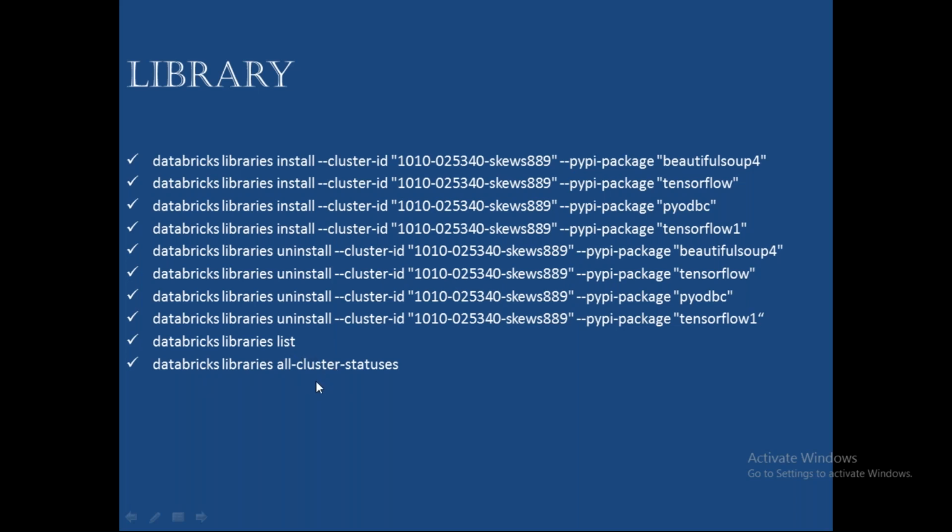Basically both will give the same result, but this one is very specific. It will tell you the all-cluster status, meaning whether a particular package is installed on the cluster or failed to install. That particular information you are going to get. But you will get the same information by using list also. The list name is not proper, but list will give the same output. It will tell you whether this package is installed successfully on this cluster or not. It will give the same thing. I will show you all those things.